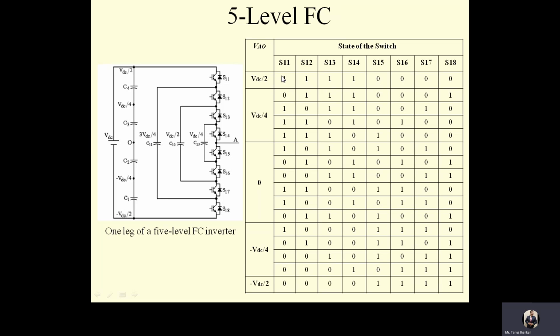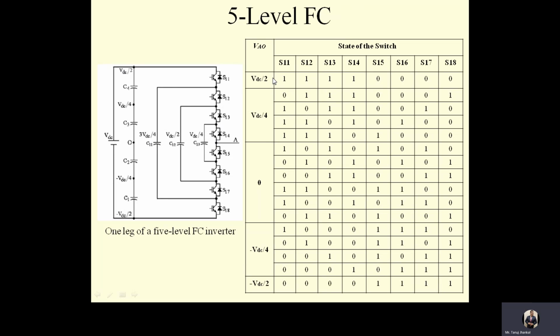So if I have to achieve VDC by 2, I have to turn on all the top switches, which are S11, S12, S13 and S14. So when I come from this point A, I will go from S14 to S13 to S12 to S11 to this point, where I will observe the voltage as VDC by 2. So I will get VDC by 2.